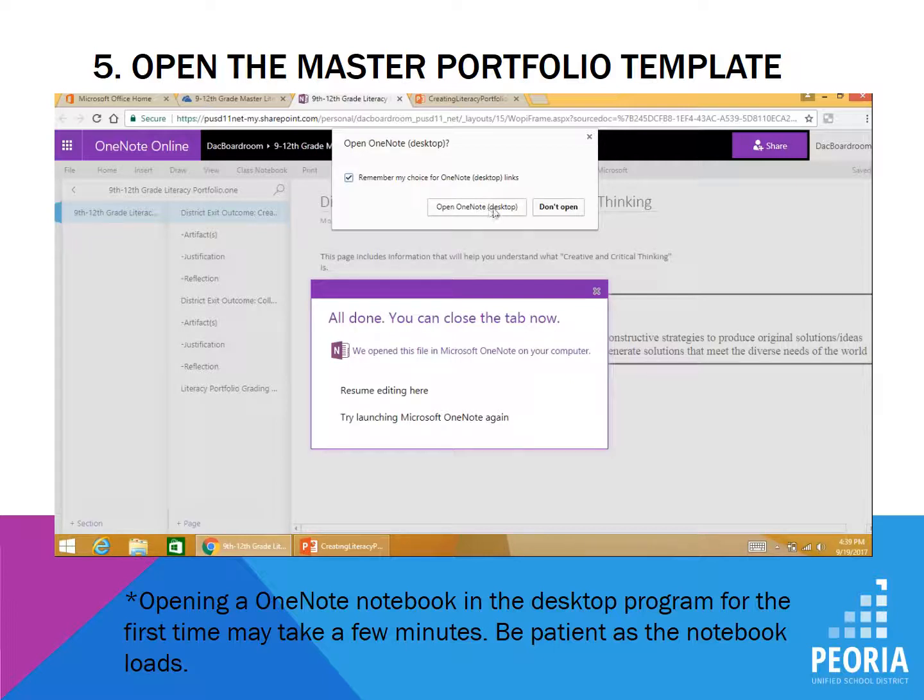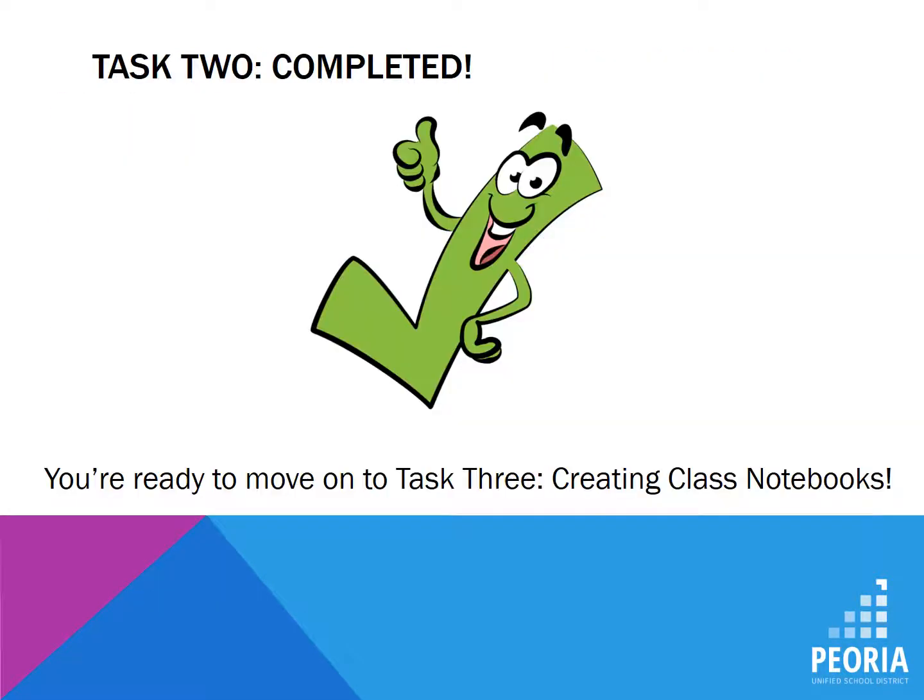If this is one of the first times you've opened OneNote from Office 2016, this may read Open Pick an App. If so, click it, and on the following screen, click OneNote 2016. Once your portfolio template has opened in the desktop version, you have successfully completed this process. You can now close the OneNote program and related Internet tabs. You're ready to move on to the final step in this process, creating class notebooks for your students.